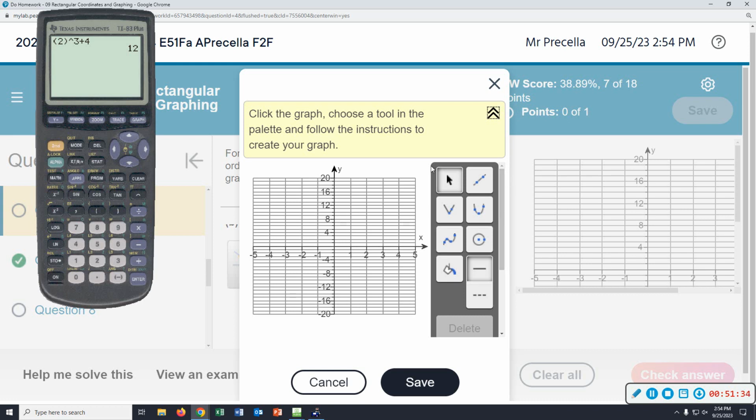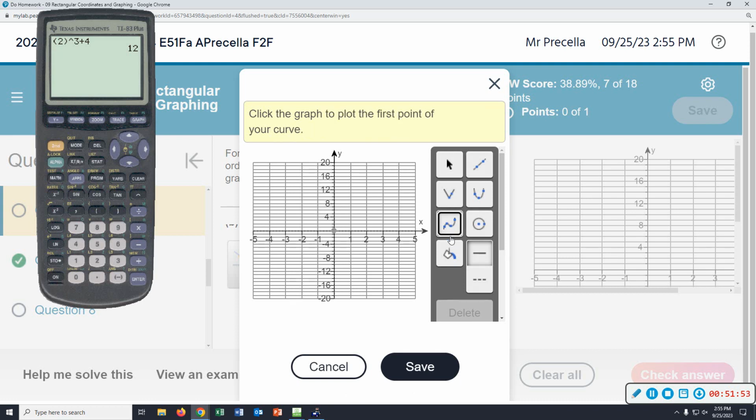And go to the thing that looks like a squiggly. Is that it right there? Notice, if you hover over it, I know that print is small, 4-point cubic tool. And that's what we have. We have an x cubed, so it's a cubic. And we have 4 ordered pairs, so I click that.